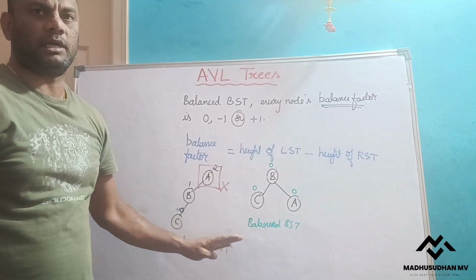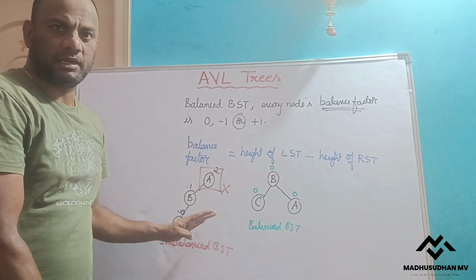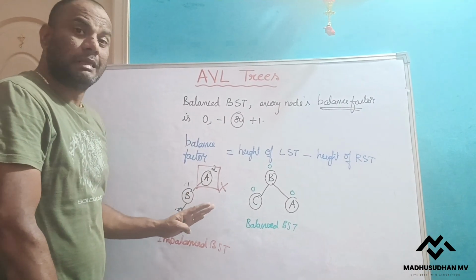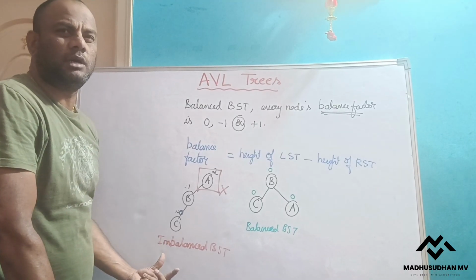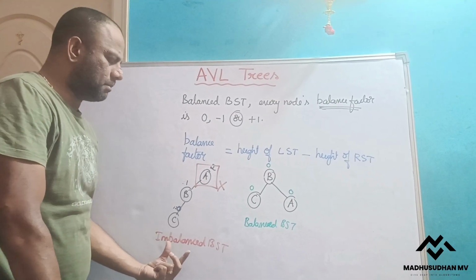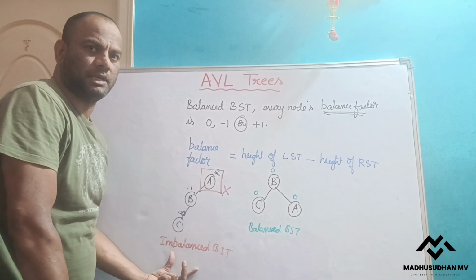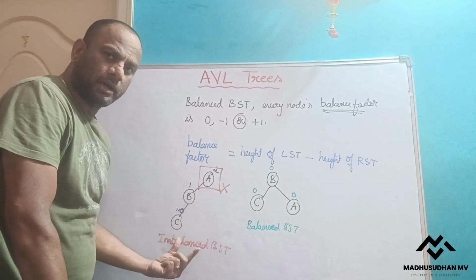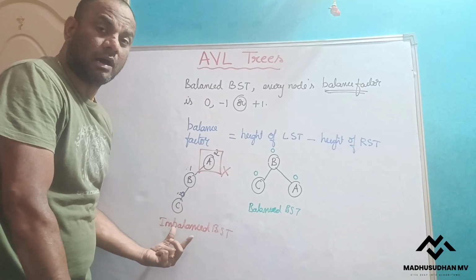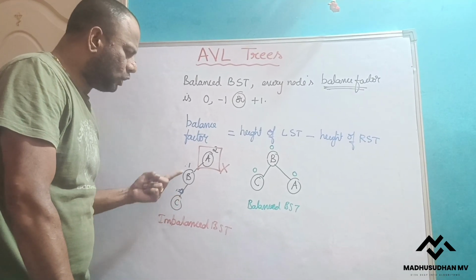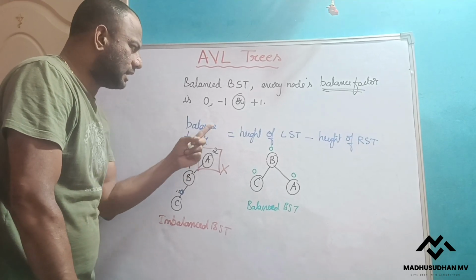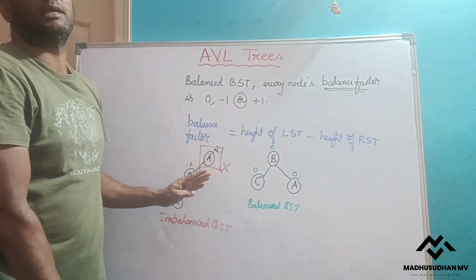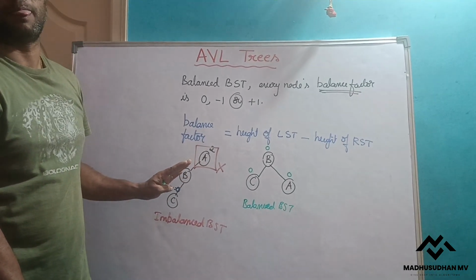So I hope you understood what we mean by a balanced binary search tree and what we mean by imbalanced, or some people use the word unbalanced. We call a binary search tree unbalanced or imbalanced if any node's balance factor is other than these three values.